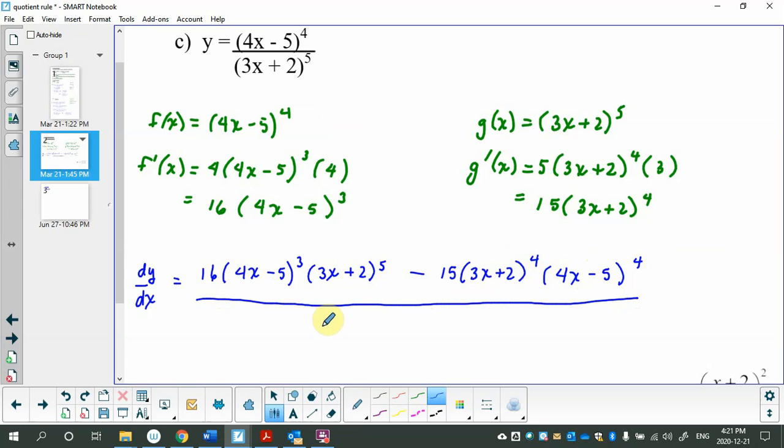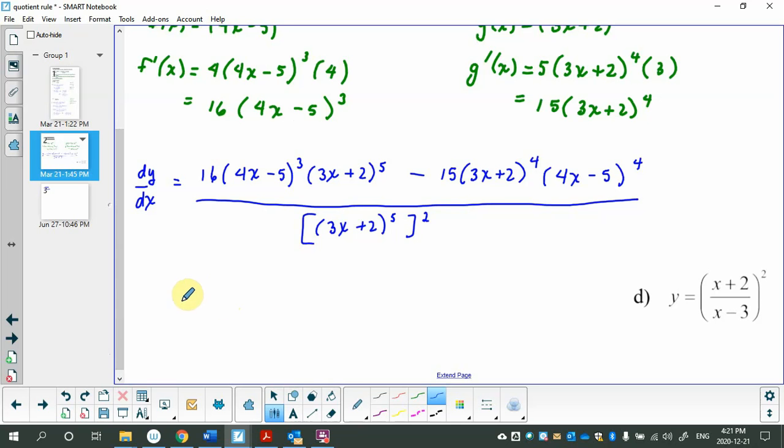So that means I have to take 3x plus 2 to the exponent 5 and square it. Now, I normally wouldn't do that. I normally would put it over this, as in to the 10, because you multiply your exponents together. So I'm just showing my work a little bit here.